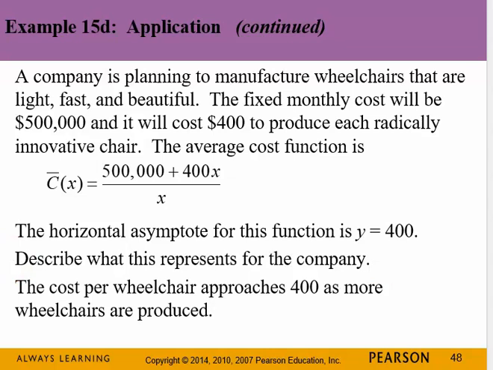So in winding this up, our last slide is the horizontal asymptote for this function is this, and describe what that represents for the company. That the cost per wheelchair approaches 400, which is your horizontal asymptote, as more and more wheelchairs are produced. But we'll never reach this because it costs this much to produce one. All right. And again, what you're trying to do is reduce this overhead fixed cost of $500,000. All right. Well, a long lesson, hopefully useful for you.